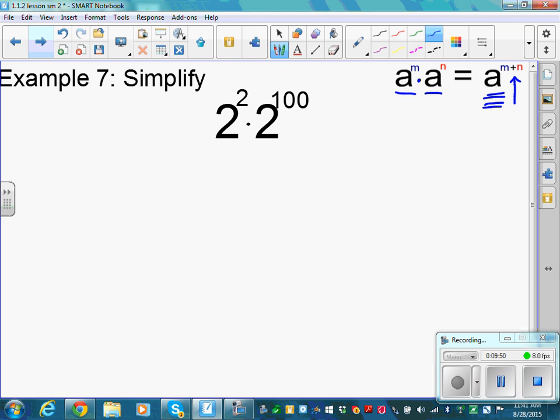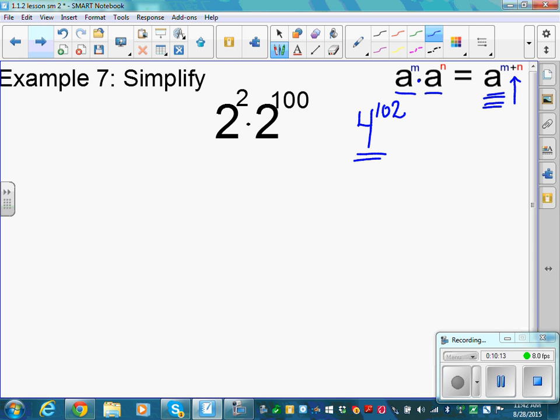So what students tend to do with something like this, 2 to the 2nd times 2 to the 100, they'll double dip, I call it. They like to double dip. So what they'll do, and this is incorrect, is they'll do 2 times 2, which is 4, and then they'll add the exponents, 2 plus 100, which is 102. That would be incorrect. You changed the base.